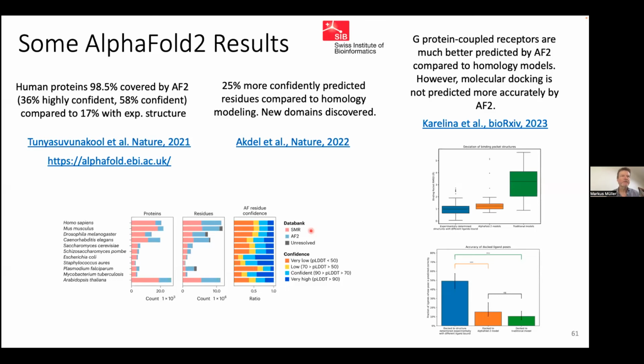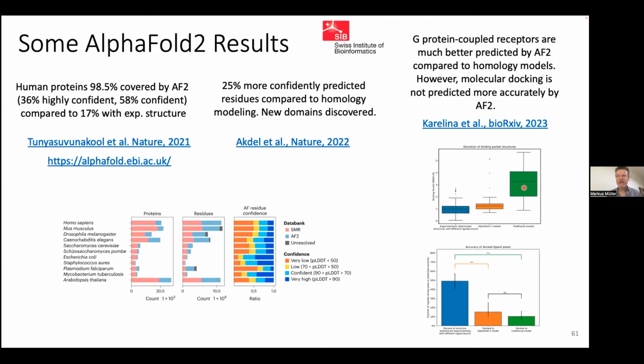AlphaFold is able to predict structures almost close to one angstrom, which is extremely good. But at least this paper showed that this is not quite yet good enough for protein docking, because docking of molecules to proteins depends on the details of how the side chains are placed, and a little difference of maybe even a third of an angstrom can have a huge effect. So in the structure prediction, the experimental structures still clearly outperformed the AlphaFold predictions. And for the docking predictions, the AlphaFold predictions were actually not so much better than the classical or traditional model.